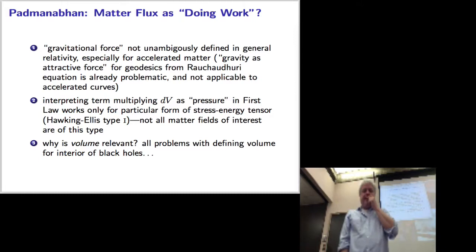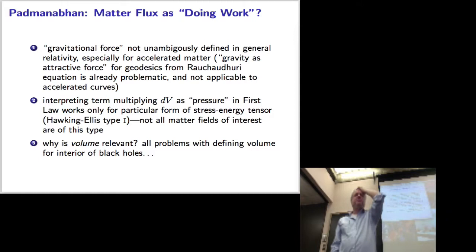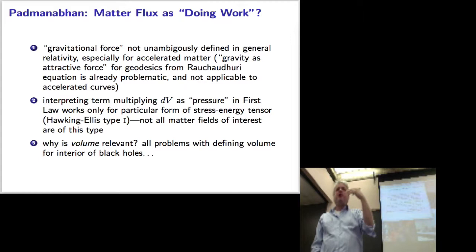Interpreting the term multiplying dV in Padmanabhan's work integral as pressure works only for particular forms of stress energy, the stress energy of Hawking-Ellis type 1, which essentially are stress energy tensors where one can find a Riemann normal coordinate system that diagonalizes the matrix form of the tensor. Not all matter fields of interest are of that type. It's simply not clear how to interpret the term that Padmanabhan wants to interpret as pressure if we're dealing with stress energy tensors of Hawking-Ellis type other than one.